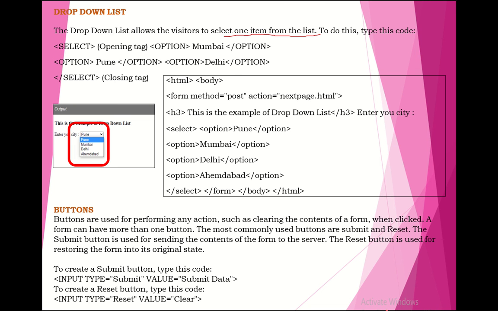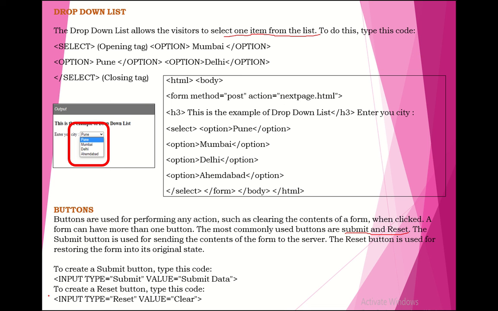The two most commonly used buttons are submit and reset. The submit button is used for sending the contents of the form to the server, and the reset button is used for restoring the form into its original state. That means whatever I have written, just cancel everything and I want a blank form. That is a reset form.